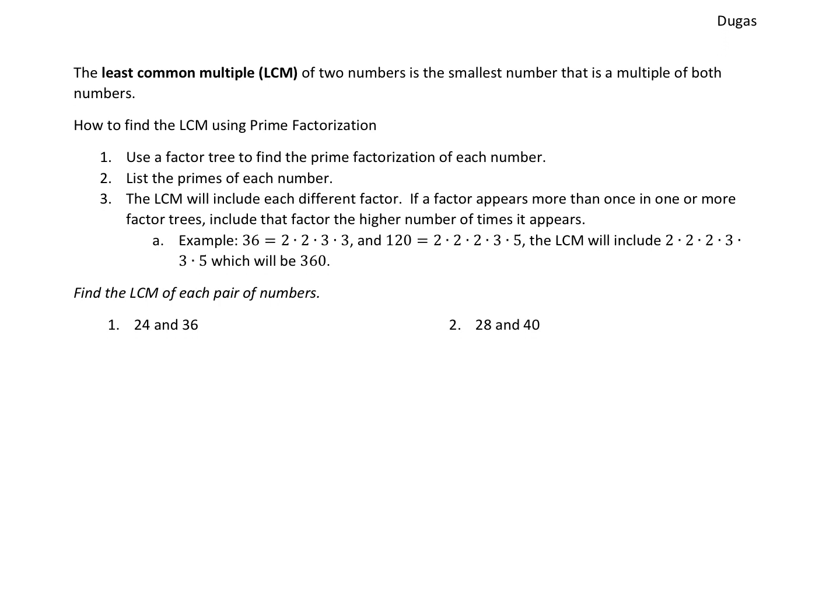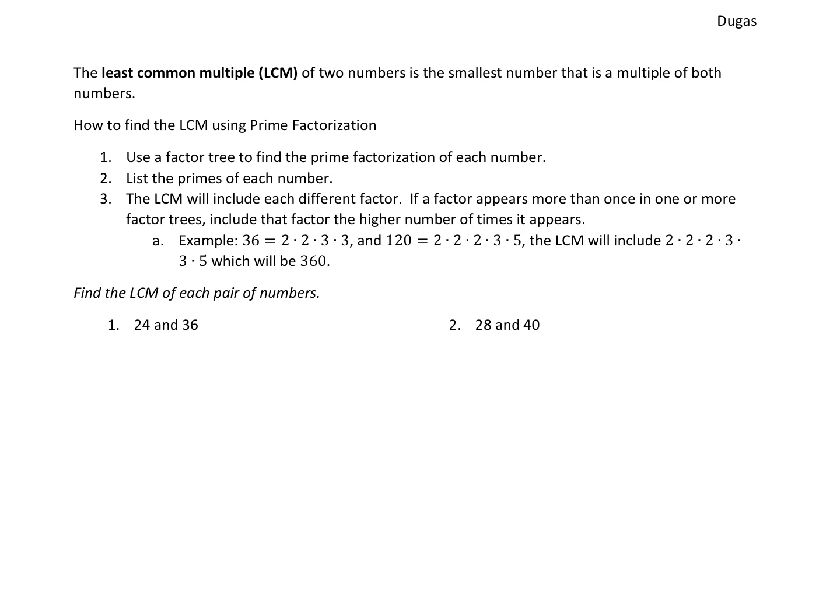So that brings us to least common multiple. The least common multiple of two numbers is the smallest number that is a multiple of both numbers. So the way you can find the LCM using prime factorization is as follows.